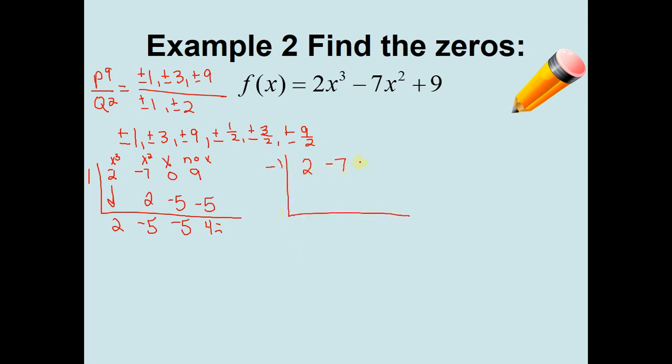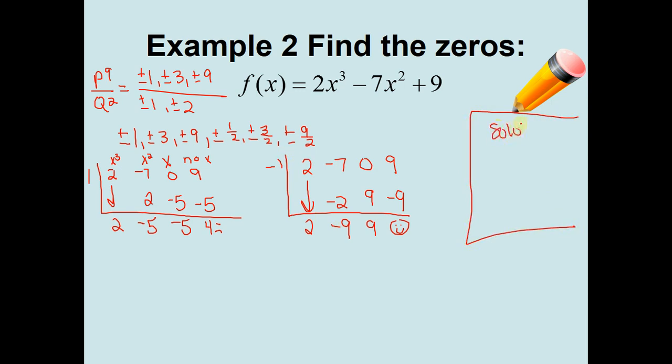Okay, let's try a -1 this time. 2, -7, 0, and 9. 2, it's a -2. This is a -9. That's a +9. Ooh. Yay! 0 remainder. So I know that -1, I'm going to put off to my side here, my solutions, felt pretty lucky. We have second try. X equals -1 is definitely one of those answers. It completely, fully divides in.